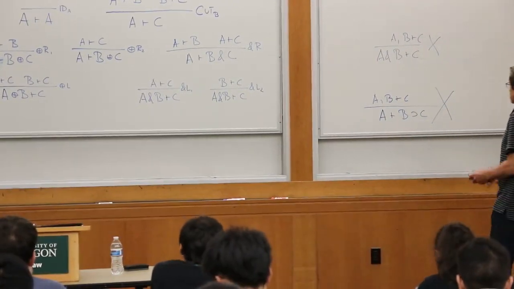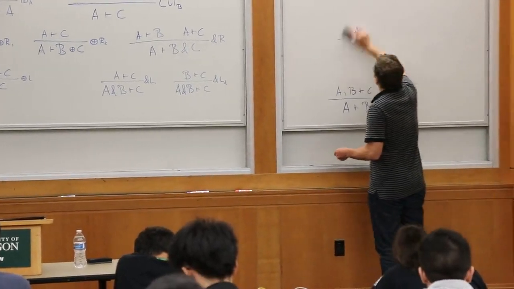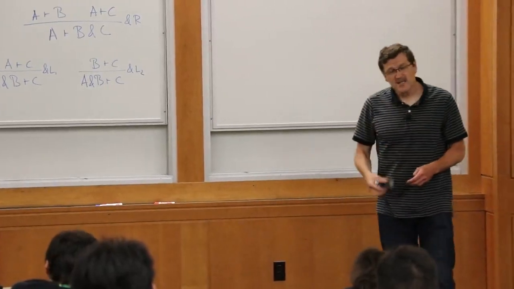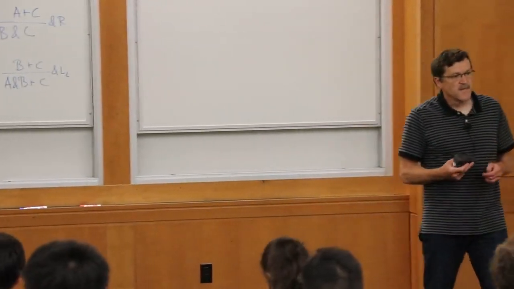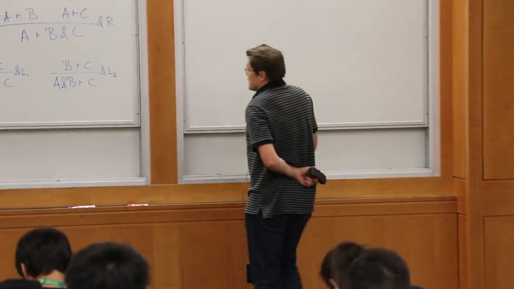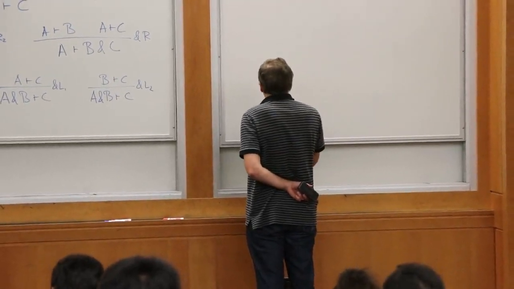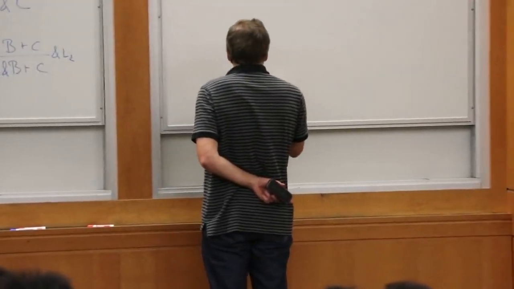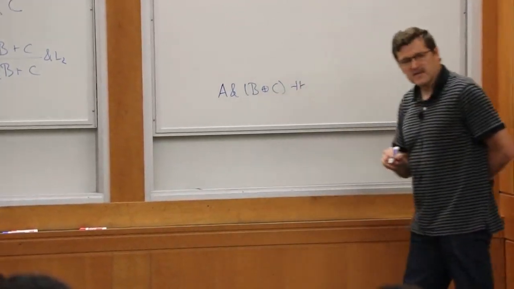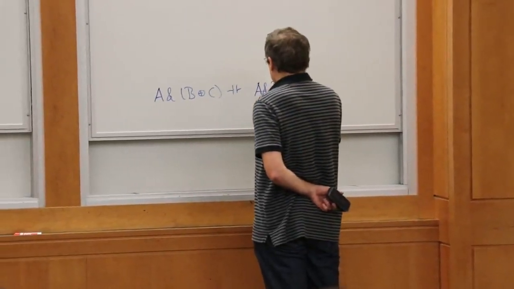Now we can ask some questions. For example, we could ask, do these things distribute over each other? So let's try that. For example, we might want to ask if A with B plus C entails, I'm going to write it like this, entails in both directions, because they're equivalent, with some kind of distributivity.